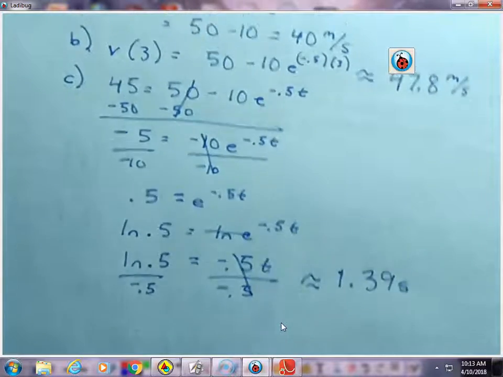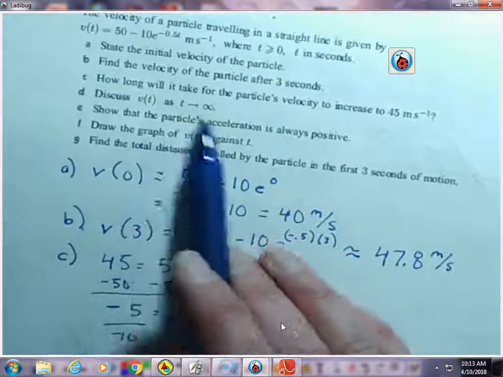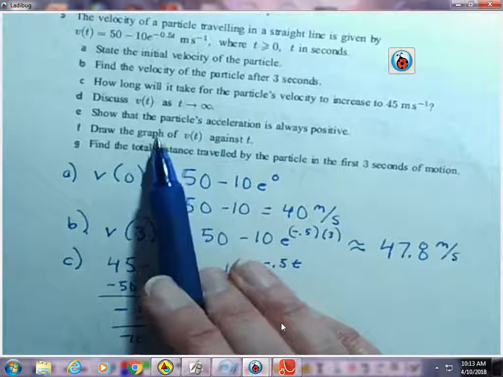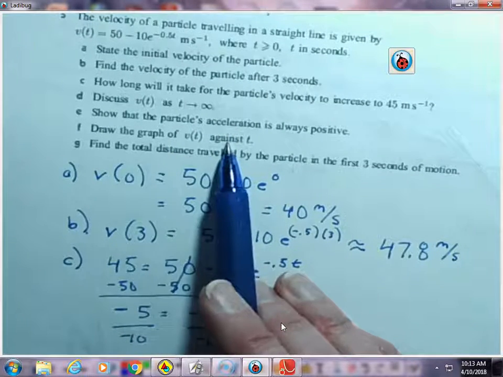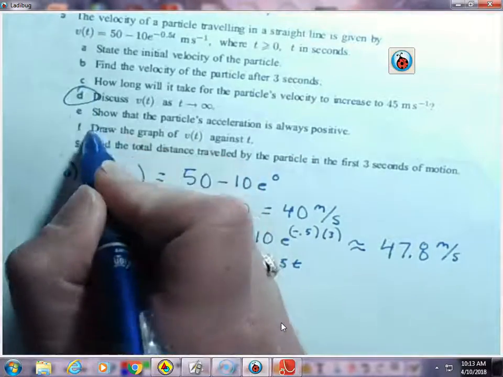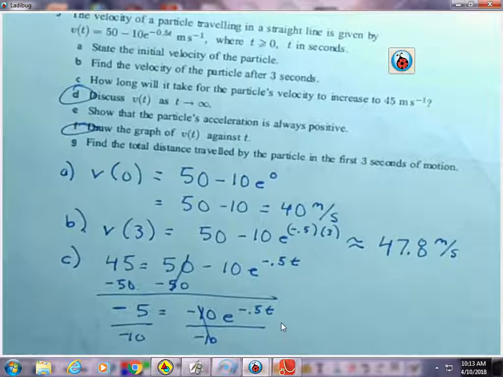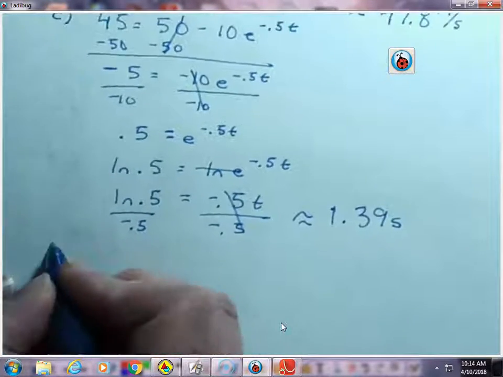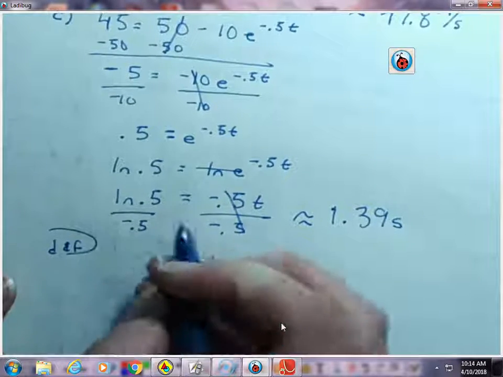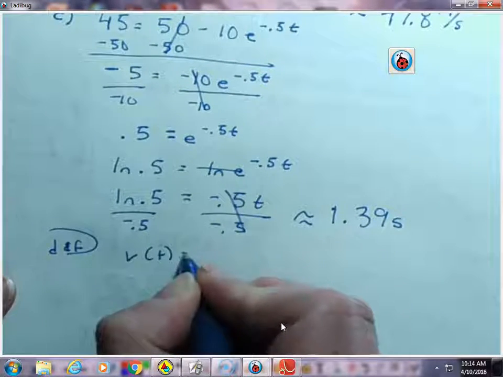Okay. D says discuss velocity as time approaches infinity. And then F says draw the graph of velocity against time. So I'm actually going to tie these two together. So we're going to graph velocity, and thus we're going to figure out what's happening to it as you go towards infinity. I'm not going to use my calculator to graph it. Okay, so this is what I'm trying to graph.